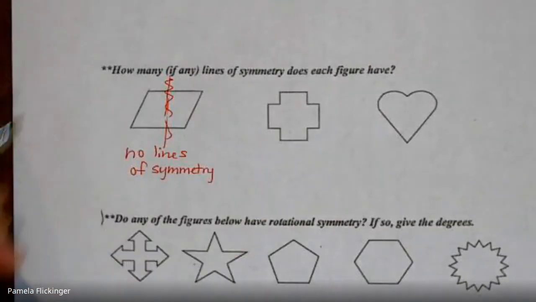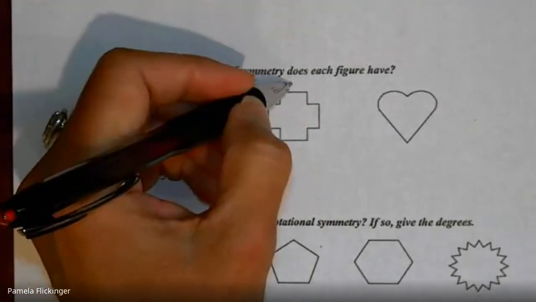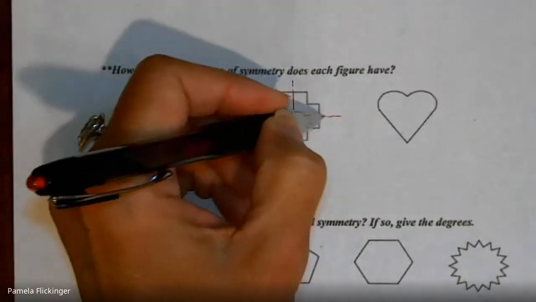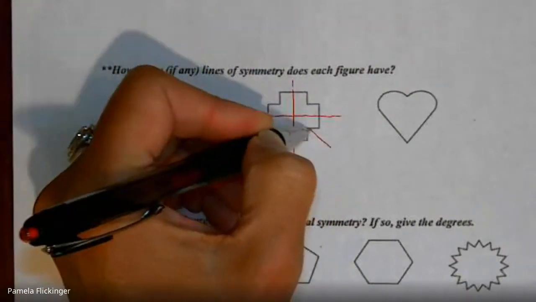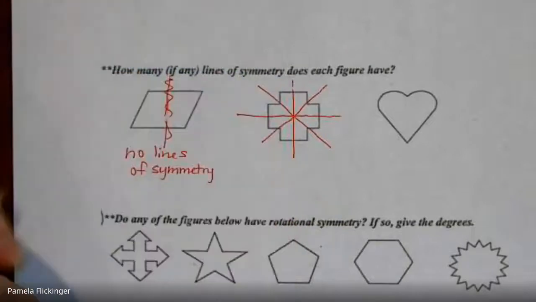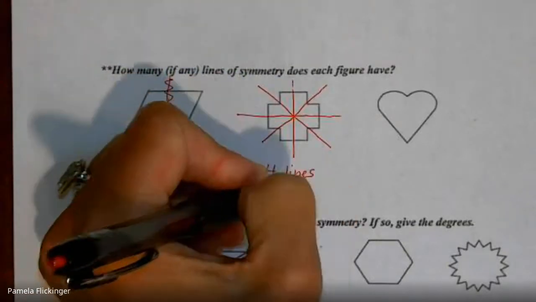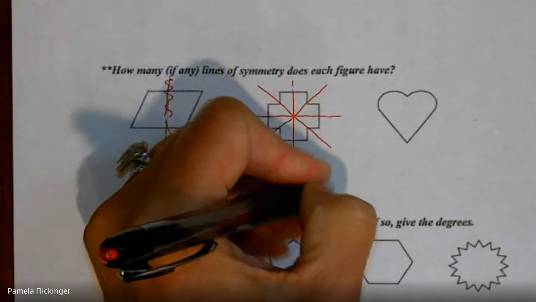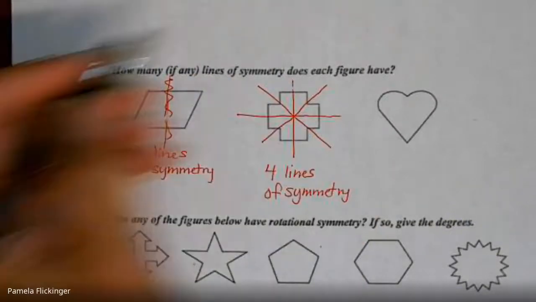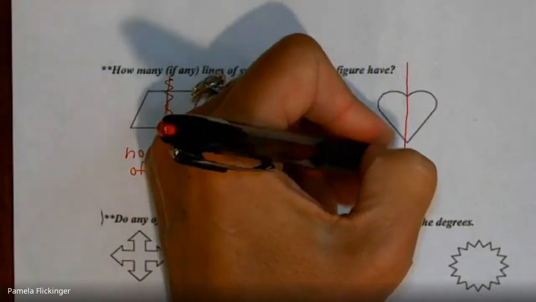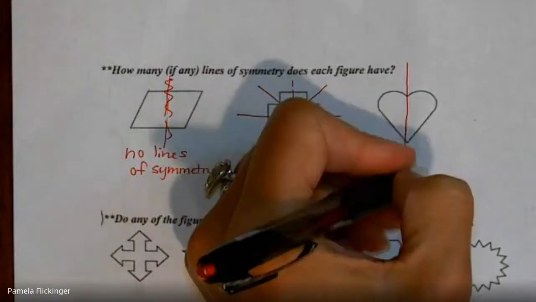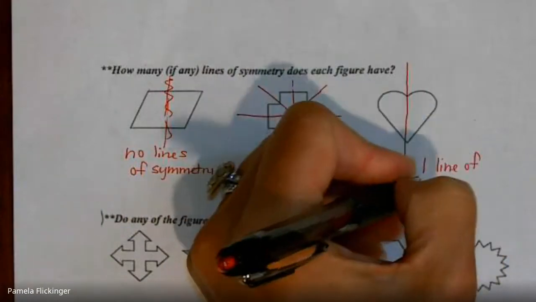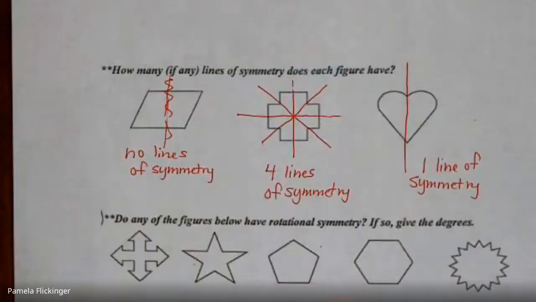Look for those right angles. So in this picture, we've got lots of right angles. I can draw vertical, horizontal, and even the diagonals will work. So I've got 4 lines of symmetry here. And then our heart, the only line I can draw that creates 2 equal halves is a vertical line. So this has 1 line of symmetry. All right, so in order to have line symmetry or reflection symmetry, you only need to find 1 line. That's it. Just one line and then it will have it.